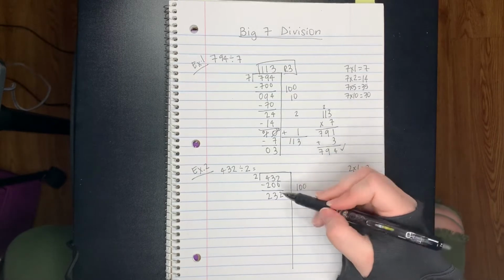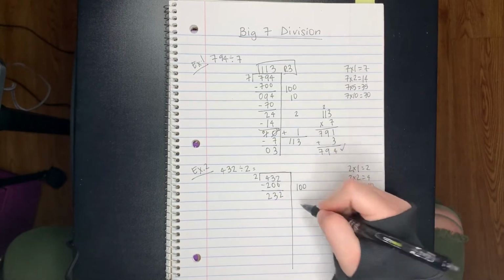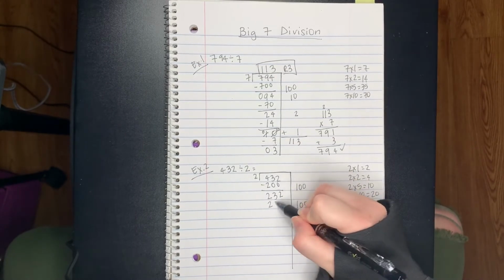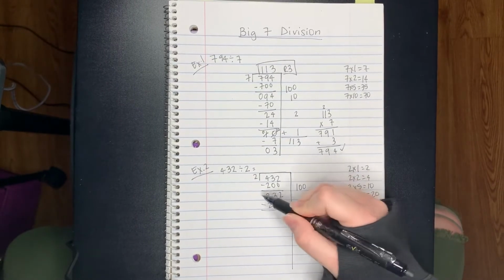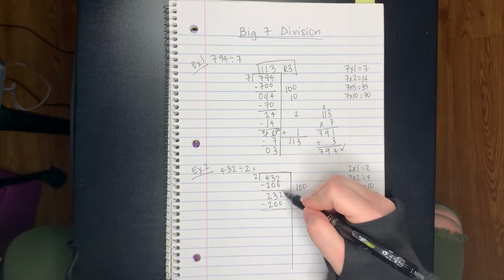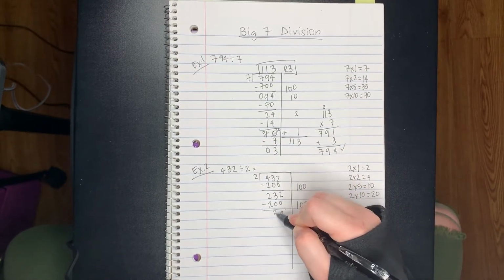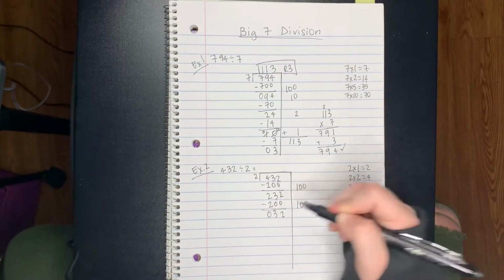We can subtract another group of 100. So we'll write a 100 down here. 2 times 100 is 200. So we'll subtract 232 minus 200. 2 minus 0 is 2. 3 minus 0 is 3. 2 minus 2 is 0.